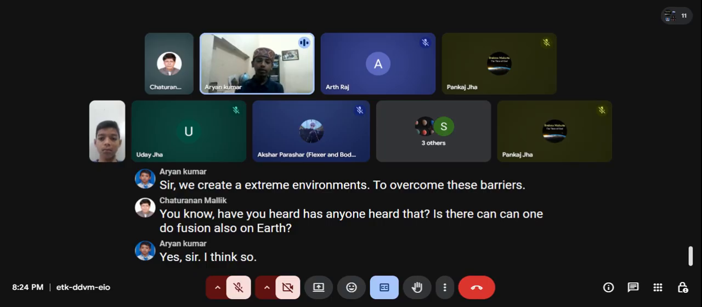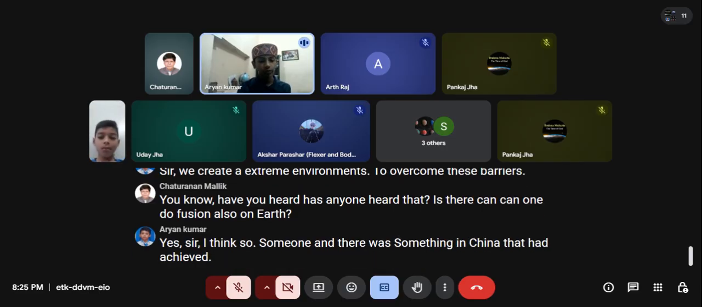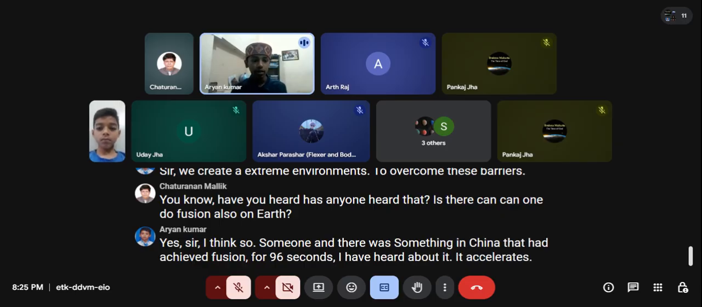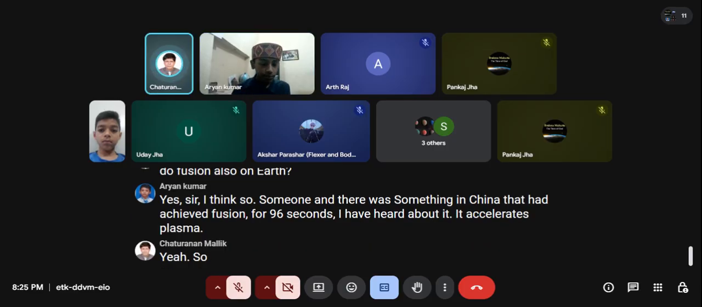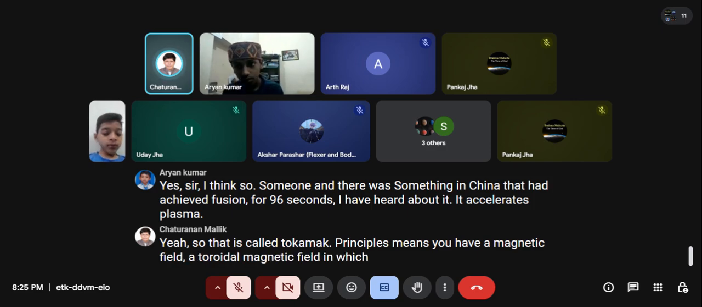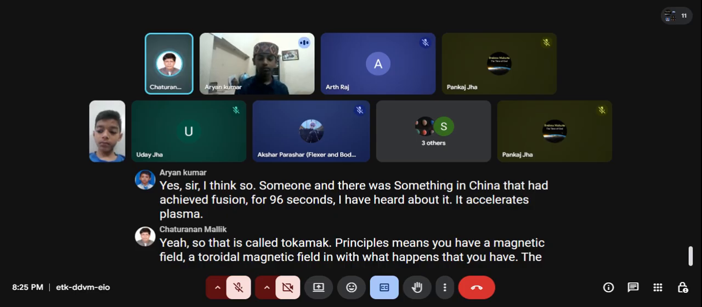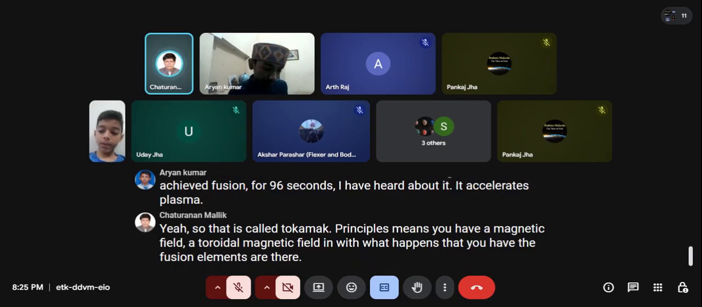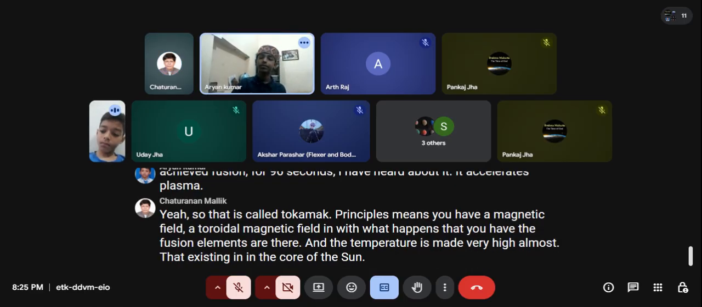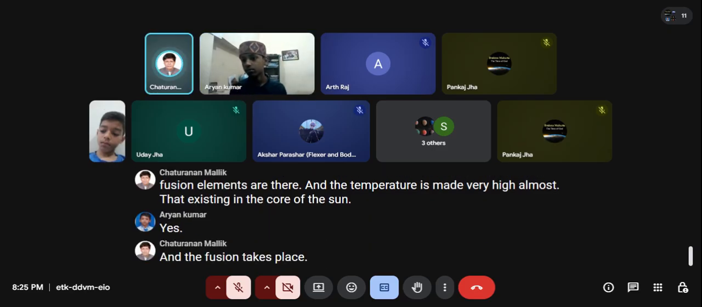Yes, sir, I think so. There was something in China that had achieved fusion for 96 seconds. I've heard about it. It accelerates plasma. Yeah. So that is called tokamak principles. You have a toroidal magnetic field in which the fusion elements are there, and the temperature is made very high, almost that existing in the core of the sun, and the fusion takes place. So that is one way.